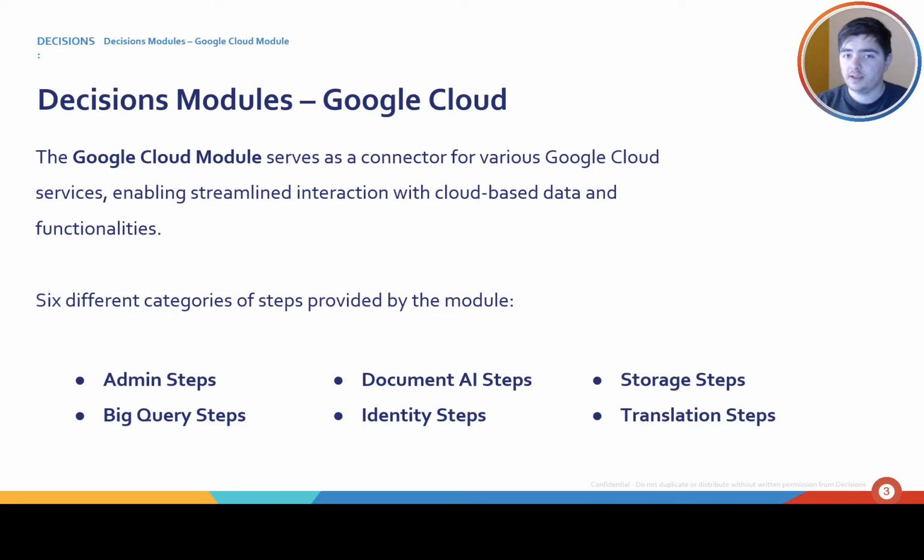There are 6 different step categories that the Google Cloud module's services fall under. You have the administration steps, the BigQuery steps, the document AI steps, the identity steps, the storage steps, which is probably what you think about when you think of Google Cloud, and the translation steps. All of these I will show where they are located when we get inside of the Decisions environment.